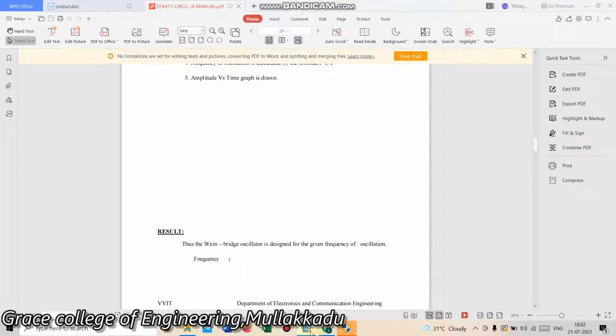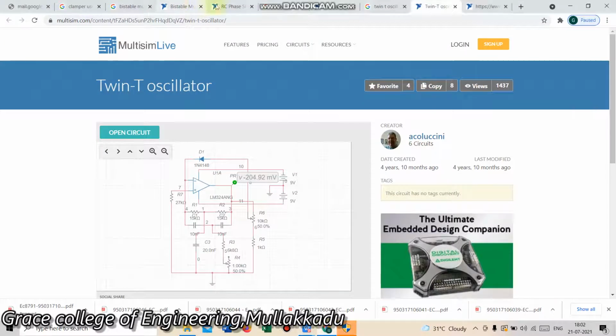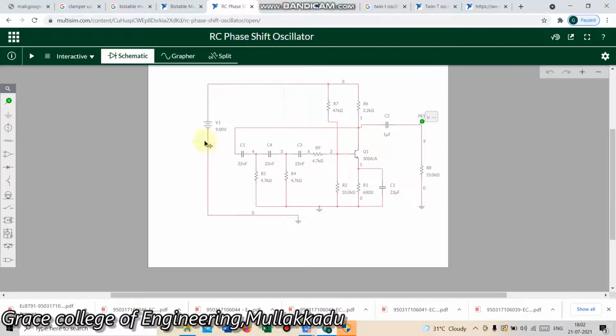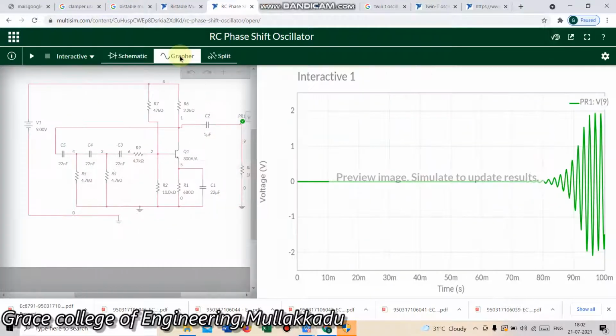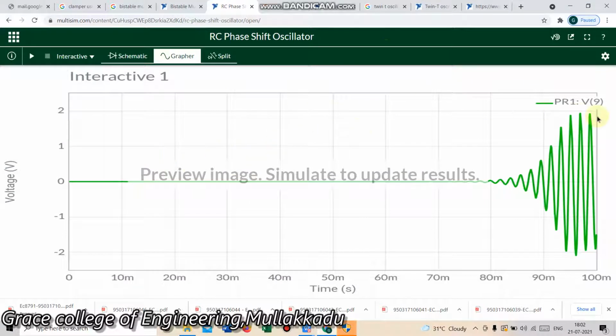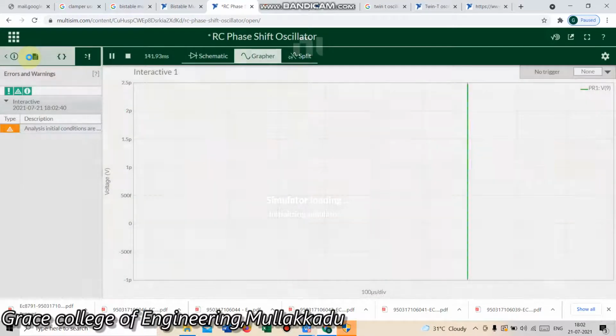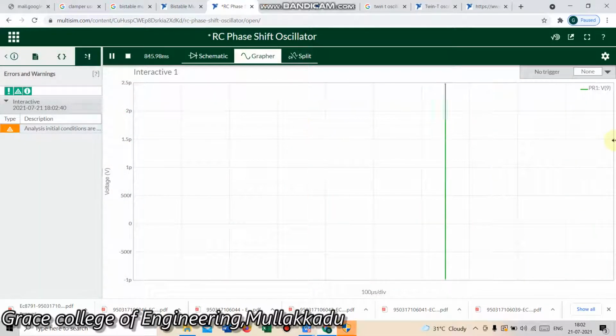Okay, now we can see the simulation output for the RC phase shift as well as the Wien bridge oscillator. This is the circuit diagram of the RC phase shift oscillator. It consists of a CE amplifier stage which produces a 180-degree phase shift, and this RC network produces another 180-degree phase shift. Therefore, the total phase shift will be 360 degree. See how a sinusoidal waveform is generated as an output. Now we can simulate using Multisim Live, and we can see how sinusoidal waveforms are generated.